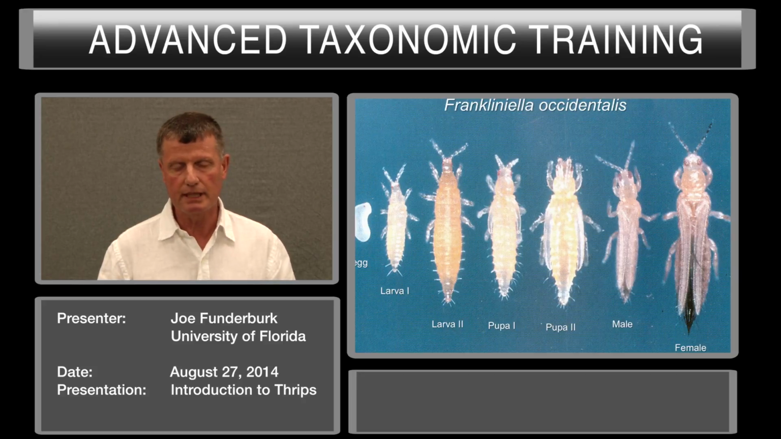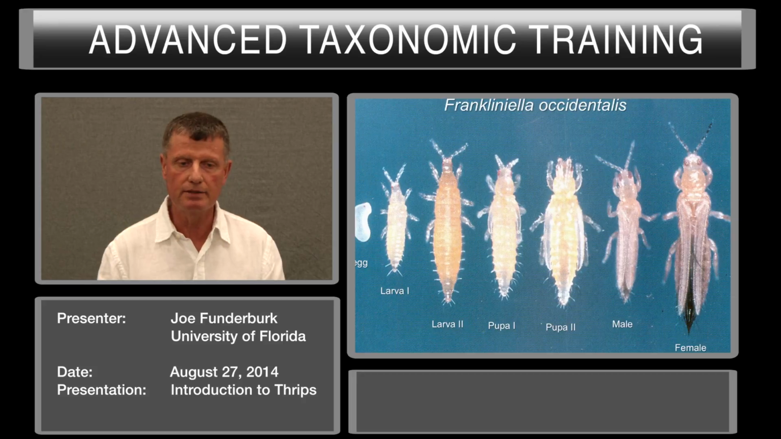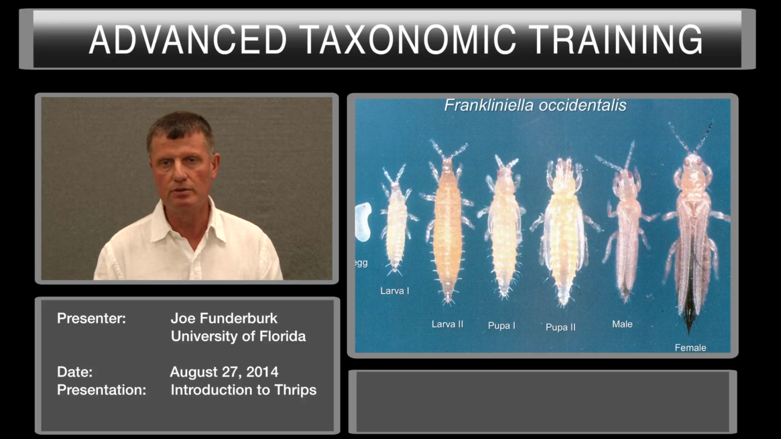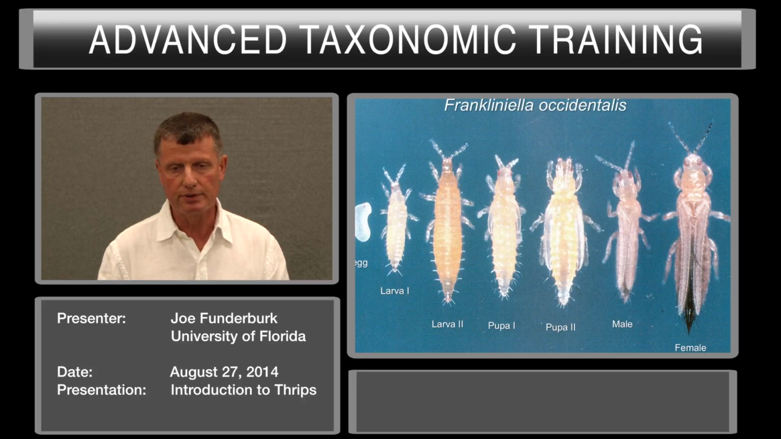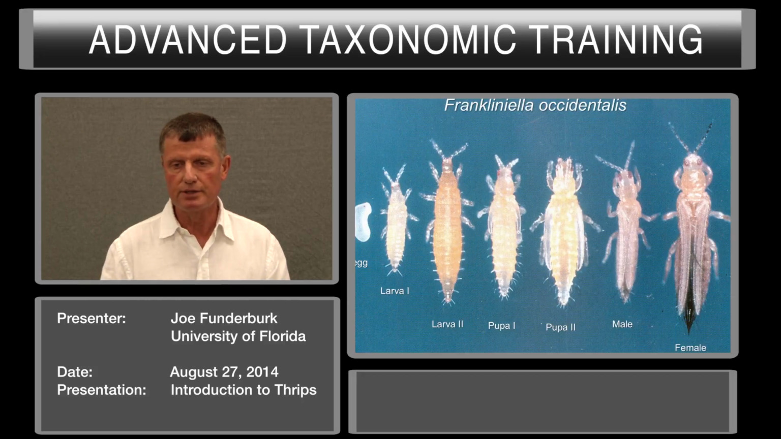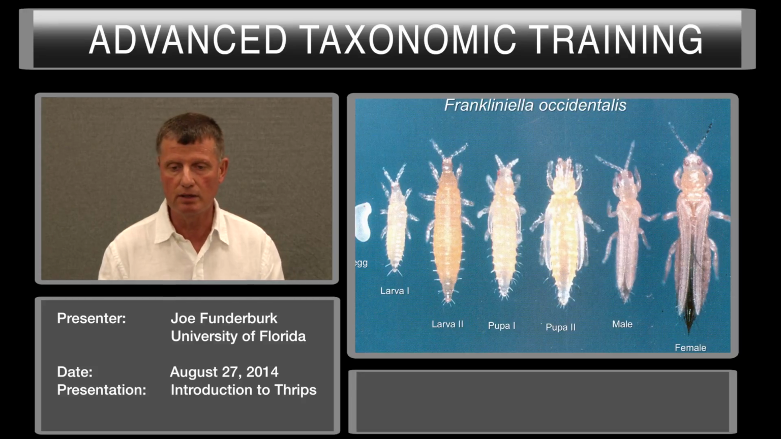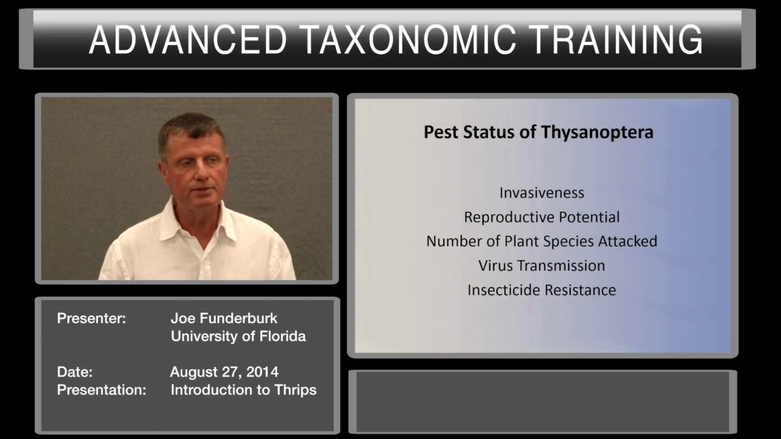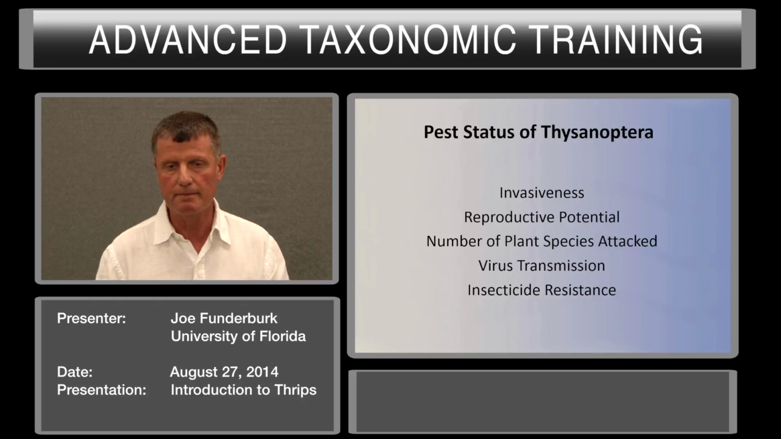The egg, it being a Terebrantian thrips, is inserted directly into the plant material. There are 2 larval instars, and with thrips there are at least 2 pupae. I've labeled the first one as pupae 1 here. You'll frequently see that referred to as the propupa. There is sexual dimorphism in many species of thrips, including Frankliniella occidentalis, with the male being considerably smaller than the female. As I mentioned, the Thysanoptera are some of the most commonly encountered species at ports of entry.